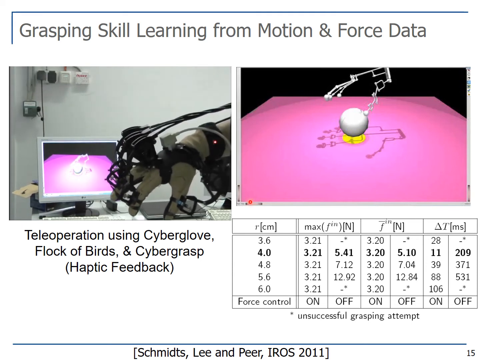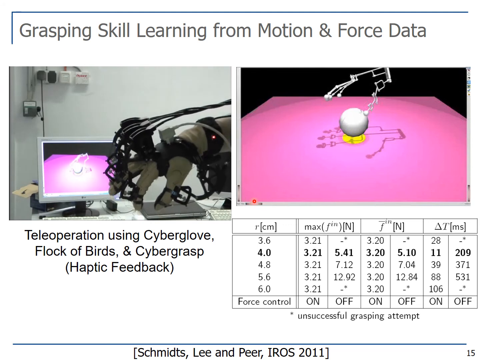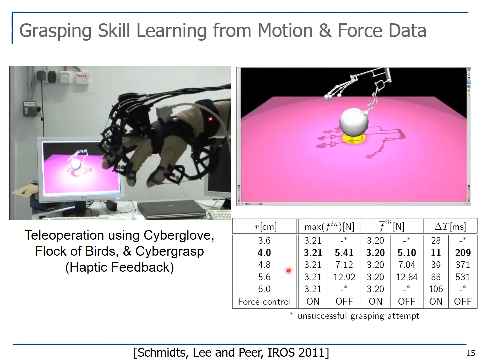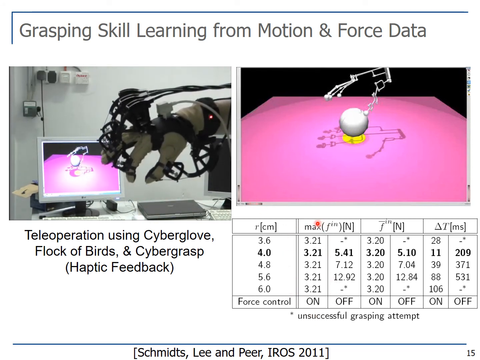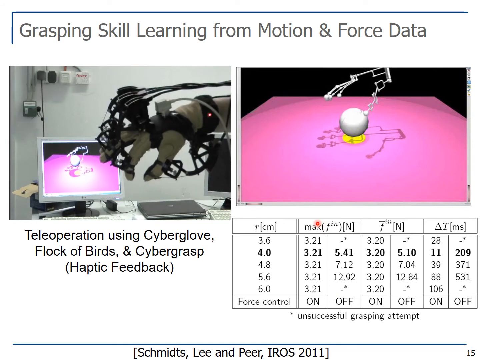In the grasping task learning, when force is learned together with the movement information, the learned skill is more generalizable for different situations than when only movement is learned.